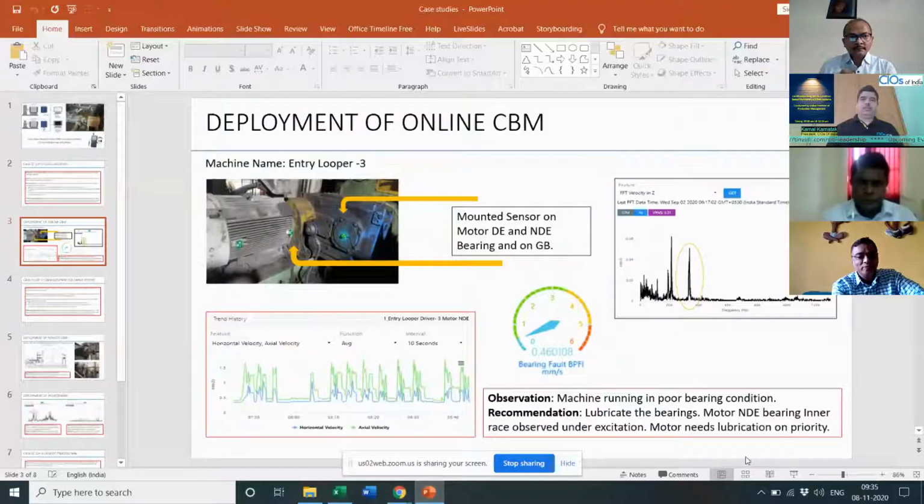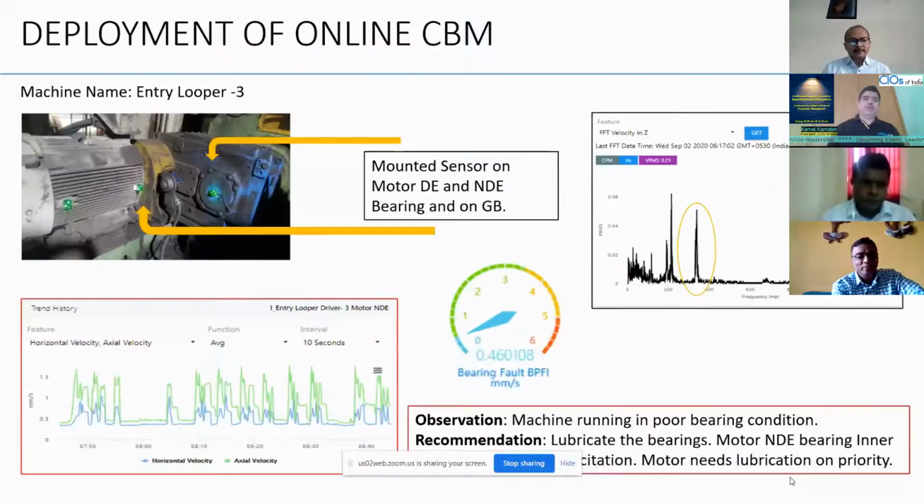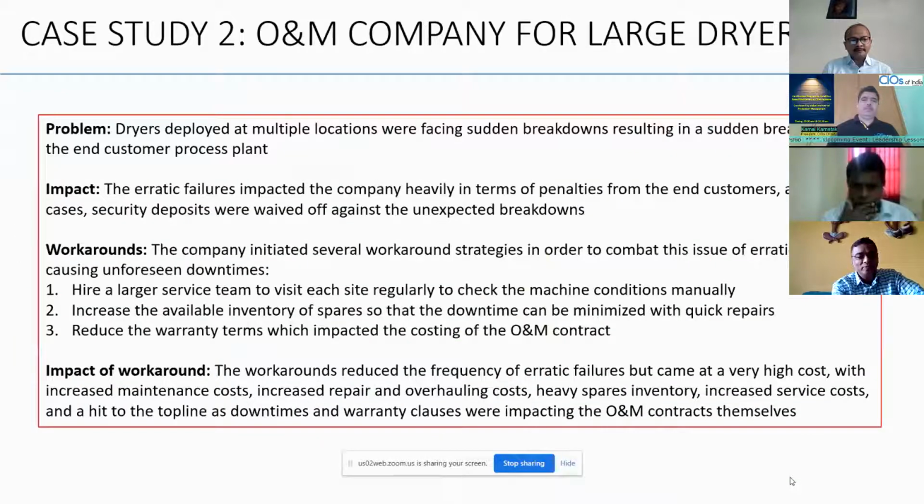So can you see my screen now? Yeah, now it is visible. Yeah, carry on. Okay, so apologies for that.